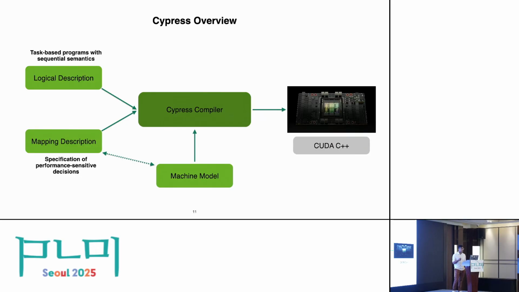The first is a logical description of the computation, which is a task-based parallel program with sequential semantics. Then you write separately a mapping description of the program, and this is going to specify a variety of performance-sensitive decisions that you actually will bind your program onto this physical machine. So I'm going to talk mostly in this talk about Cypress programs, and if you want to see about a compiler, you can go check out the paper.